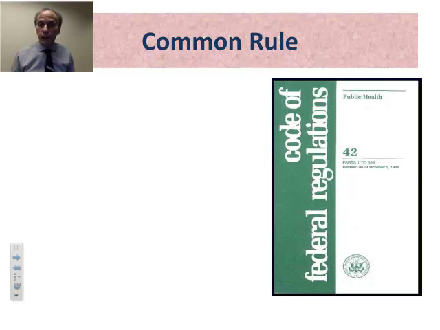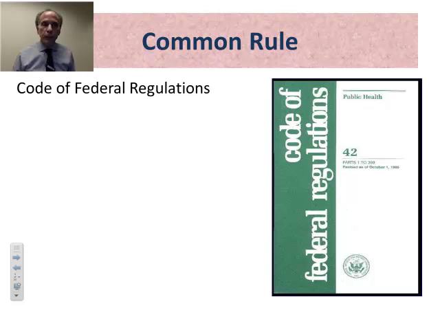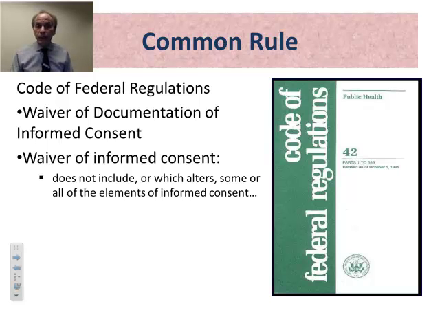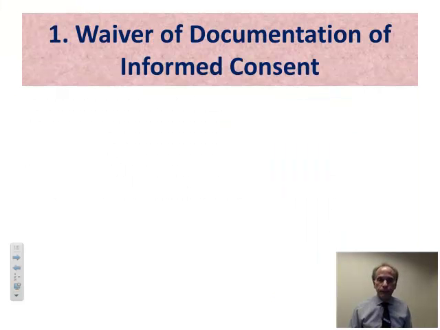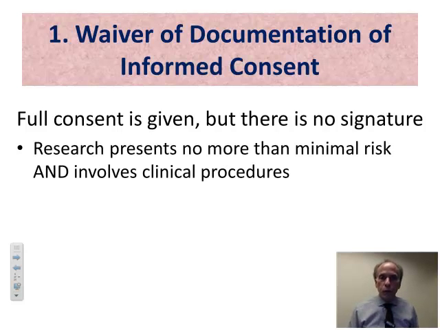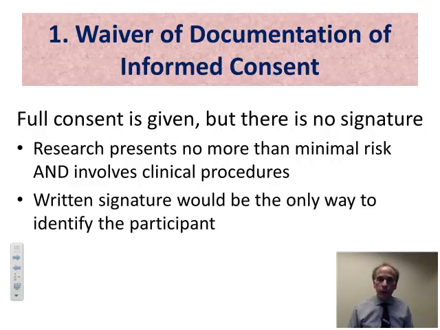The first 2 types of waiver are recognized in the Common Rule, specifically the waiver of the documentation of informed consent and a waiver of informed consent that either does not include or which alters some or all of the elements of informed consent. Regarding a waiver of the documentation of informed consent, full consent is given, but there is no signature. This is appropriate when research presents no more than minimal risk and the research only involves commonly performed clinical procedures, or in situations when the written signature would be the only way to identify the participant.